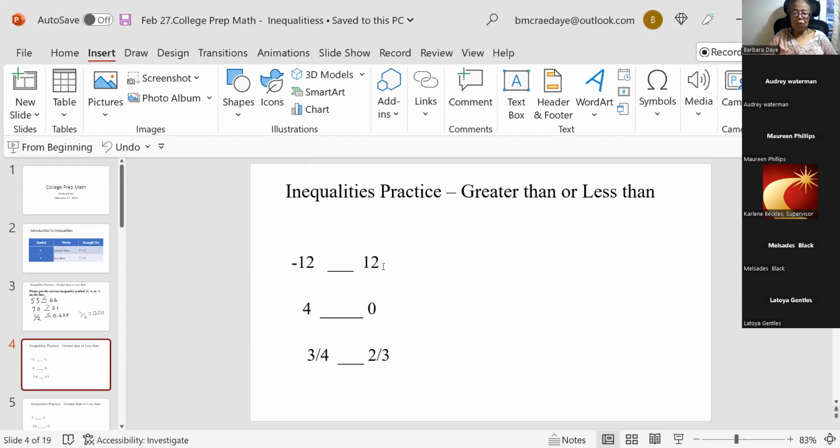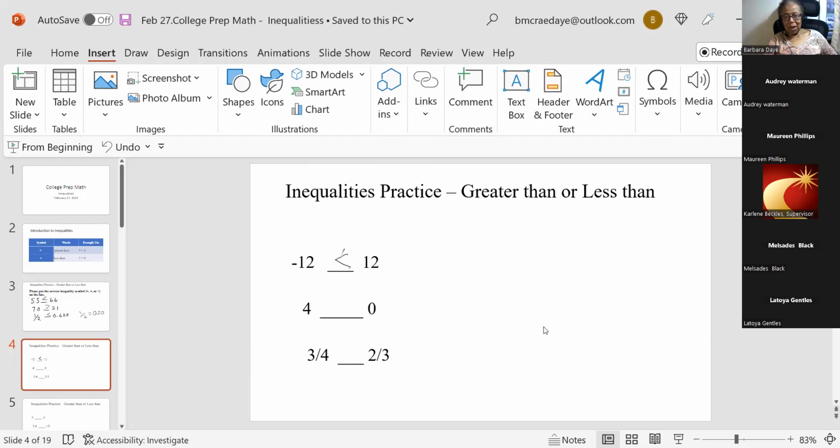Mercedes, minus 12 and 12. You compare those two. Do I put greater than, less than, or equal? Less than. Less than, very good, because remember from the number line, negative is always less than the positive. And the bigger the negative, the smaller the number. So a minus 15 is less than a minus 14, right?